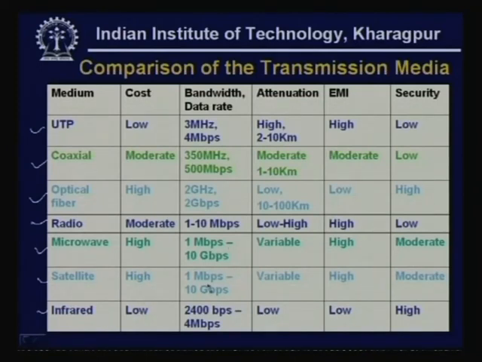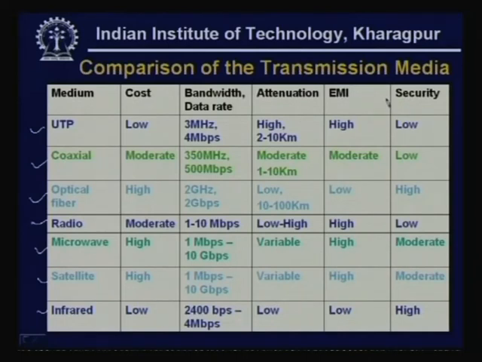In terms of bandwidth, as we know, UTP has the lowest bandwidth and optical fiber has the highest bandwidth. Then so far as the unguided media is concerned, microwave gives you the highest bandwidth, and of course, microwave is used in two cases. The first one is terrestrial microwave and the second one is satellite microwave, which gives you high bandwidth. In terms of attenuation, we find optical fiber attenuation is the lowest, and for microwave, as you can see, the attenuation is variable depending on the atmospheric condition.